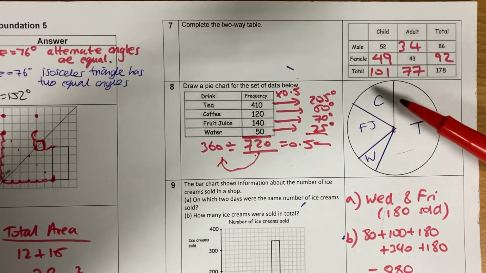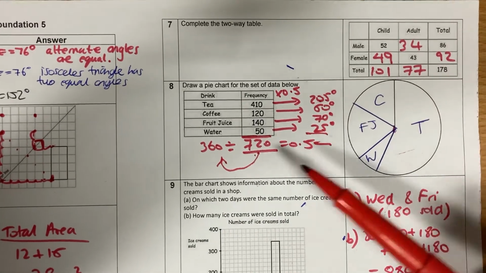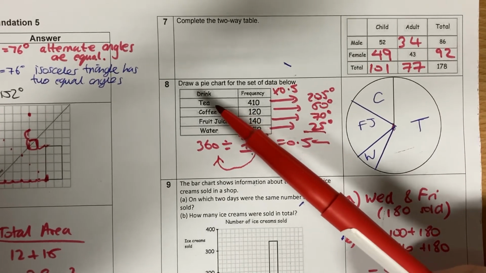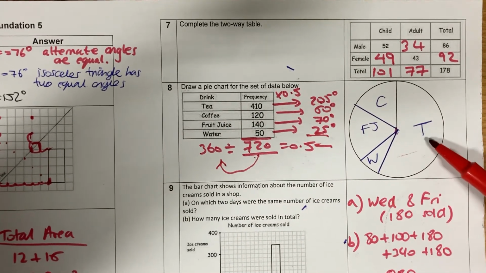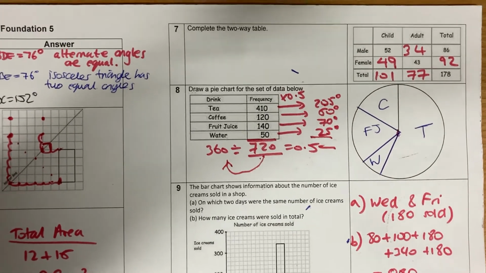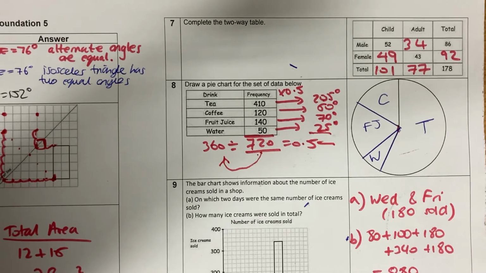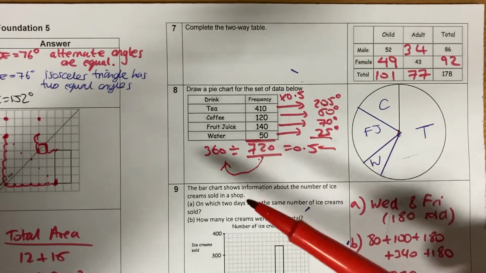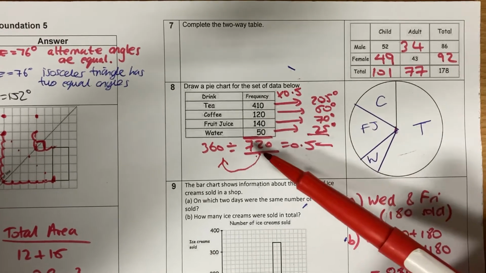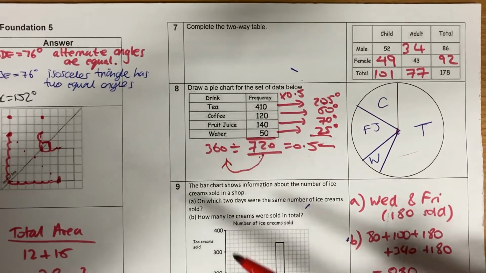Make sure you've labelled in the sections what the drinks are. Don't put the angles, please. Make sure you've written down the topic or the category. Tea was the big one. Coffee, fruit juice and water. Make sure you put the letters or the words which describe that category. The key thing is you've shown the working out for the angles. You must have the angle column in there by finding the frequency and dividing that into 360.